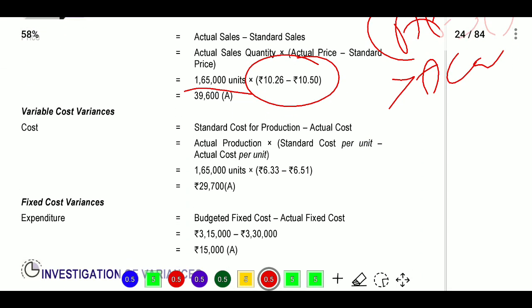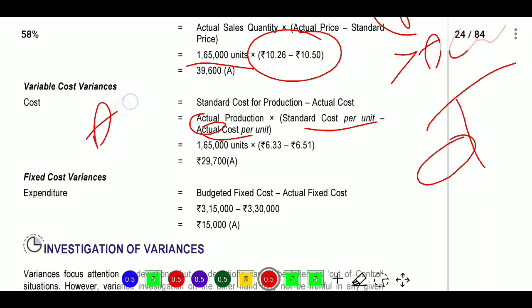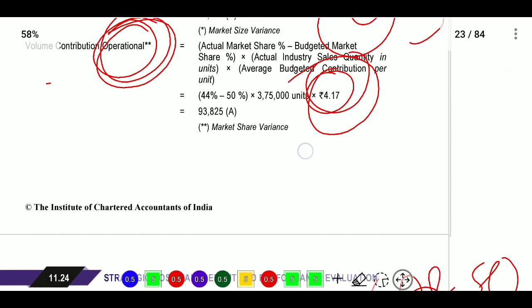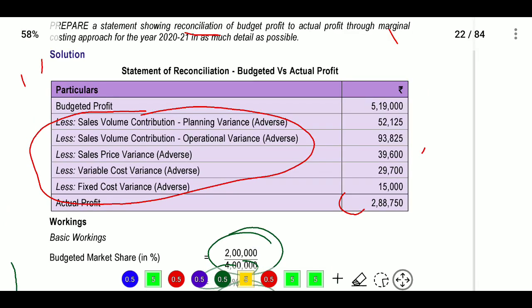Next, variable cost expenses, cost variances. Cost means what? This is the left hand side. So left hand side means we will take the one which arises first, that is standard cost minus actual cost, and we will take the quantity. Quantity means always the actual quantity, actual production. Next, fixed cost: there we have budgeted fixed cost and actual fixed cost, so we will take them directly. And whatever variances we got, we will provide here, and we will get the actual profit.